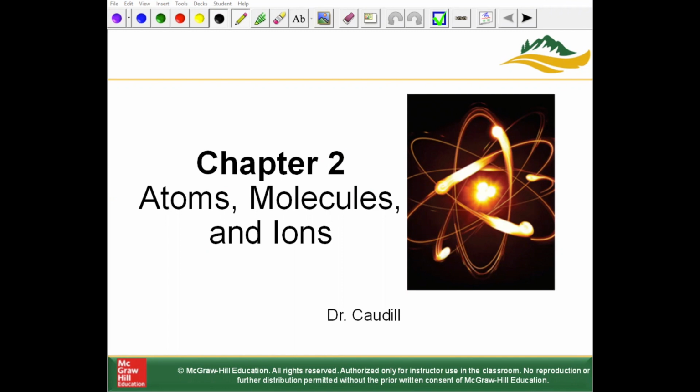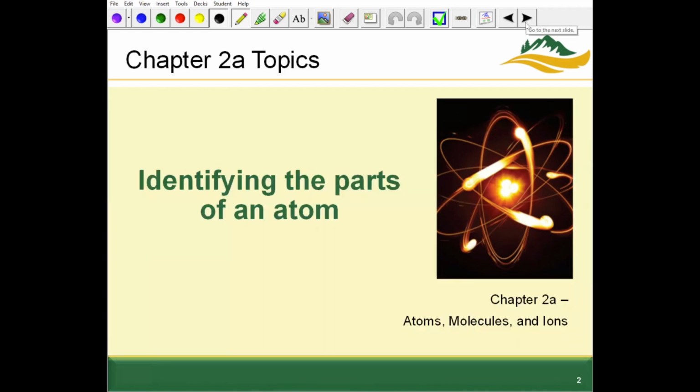Hello all, we are starting chapter 2 now. In chapter 2, we're getting into atoms, molecules, and ions. The first topic we're going to cover in 2A is identifying the parts of an atom.